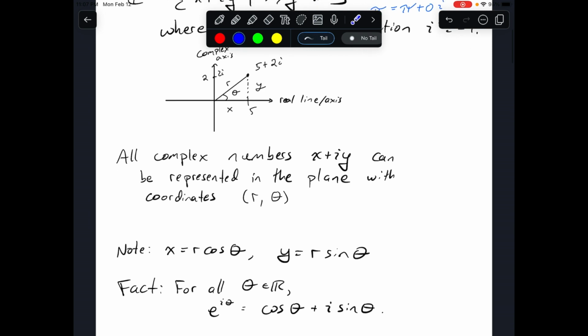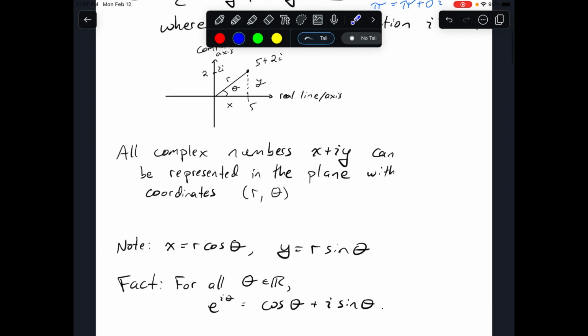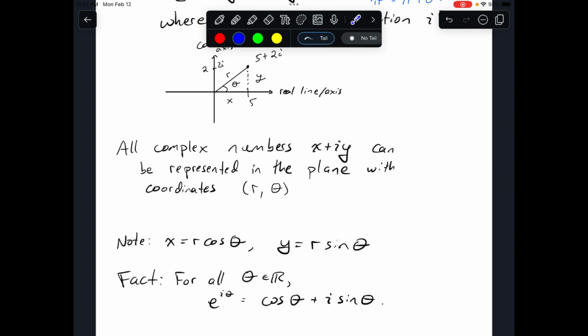Okay, so here's the first major fact. This is called Euler's formula, or Euler's identity, or however you want to call it. And it just says the following. For all real numbers theta, e to the i theta is equal to cosine of theta plus i sine of theta.